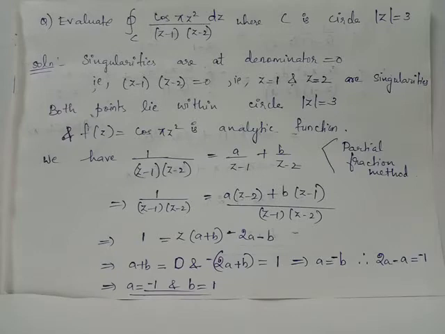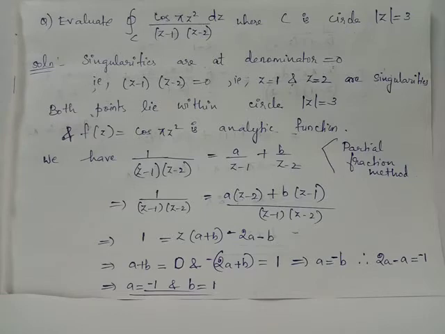When the denominator is equated to 0, we obtain (z − 1)(z − 2) = 0, from where we have z = 1 or z = 2 as the points which make the denominator 0, and these are the singularities. Since |z1| = 1 and |z2| = 2, where z1 = 1 and z2 = 2, both the singularities lie inside the circle |z| = 3, because these two singularities have modulus less than 3. Now f(z) = cos(πz²) is an analytic function.